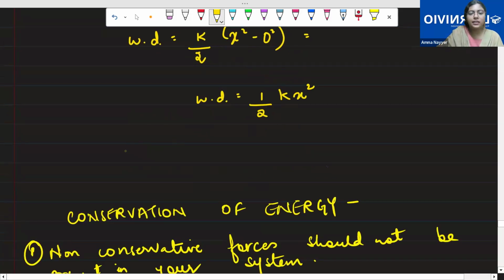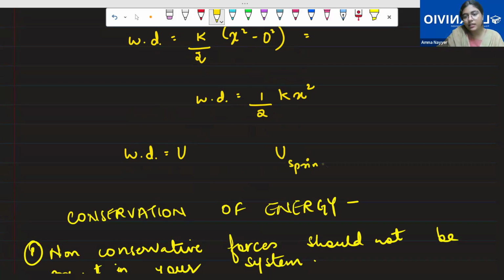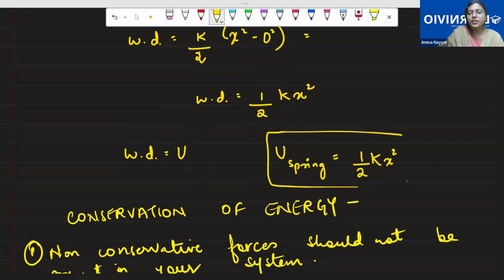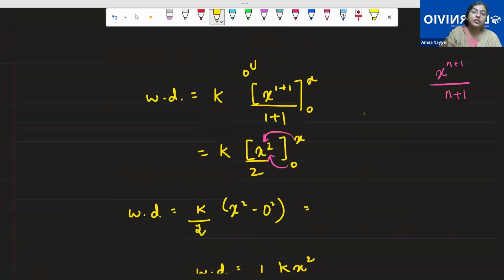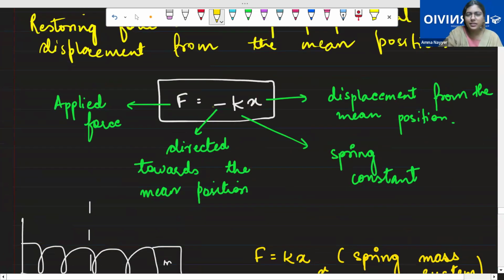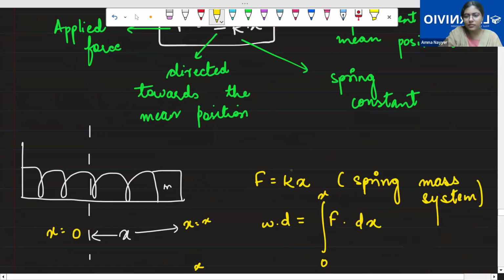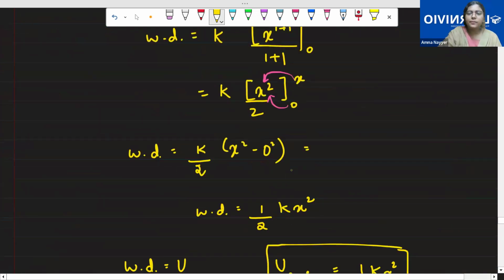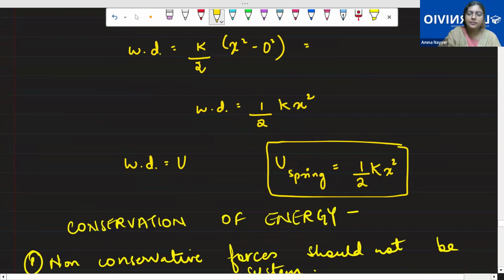Now see, work done is stored in the form of potential energy. So the potential energy of a spring is half k x square. This derivation comes in the exam. For the derivation, you need not mention the entire thing which you have written. Just mention this in one line, using F is equal to kx in one line. That's it. Till here it's clear?